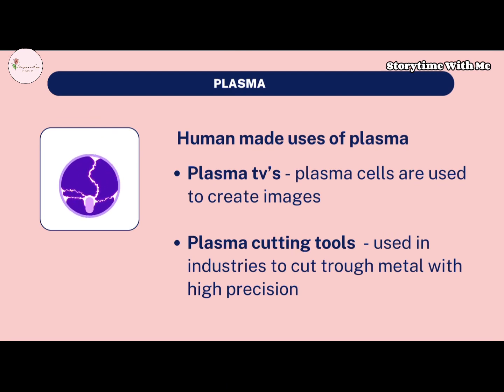Human-made uses of plasma. Plasma TVs, which means plasma cells are used to create images in the TV. Plasma cutting tools: it is used in industries to cut through metal with high precision.